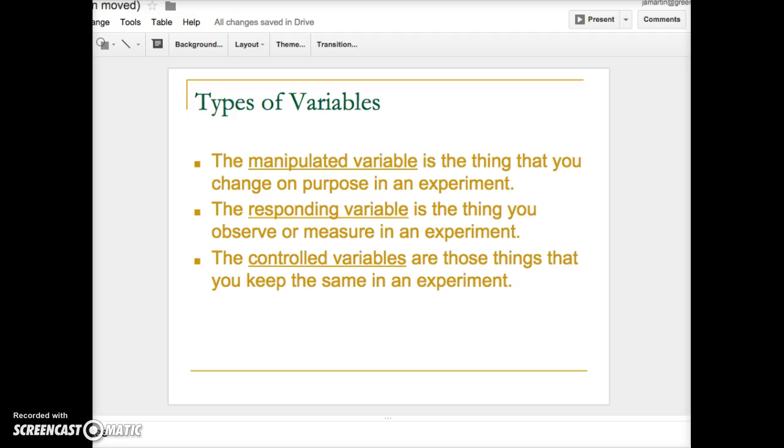The manipulated variable is the thing that you change on purpose in an experiment, okay? The responding variable is the thing you observe or measure in an experiment. And the controlled variables are the things that you keep the same in an experiment.